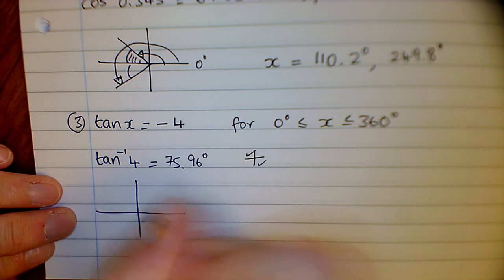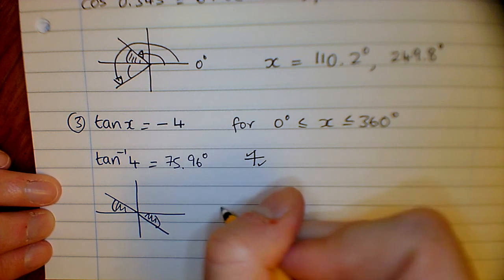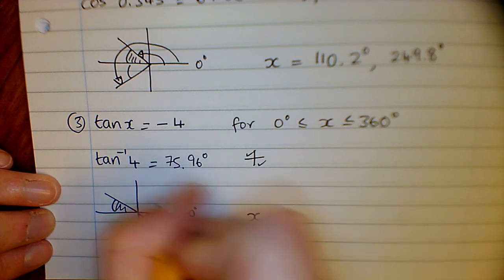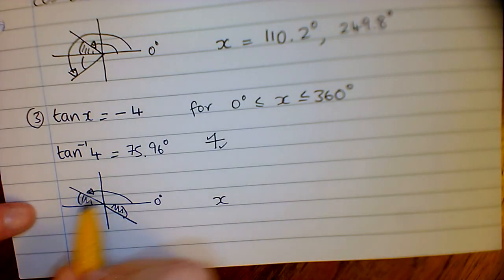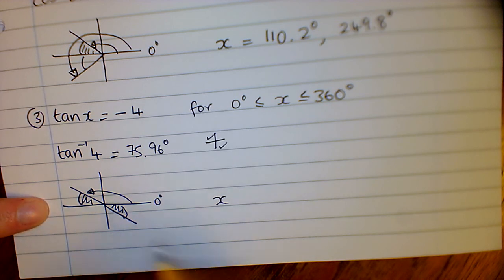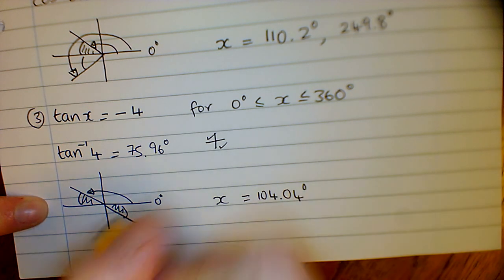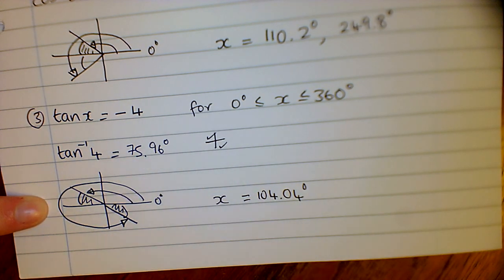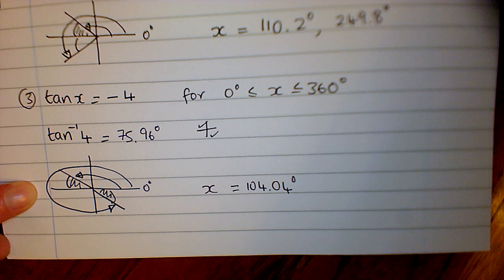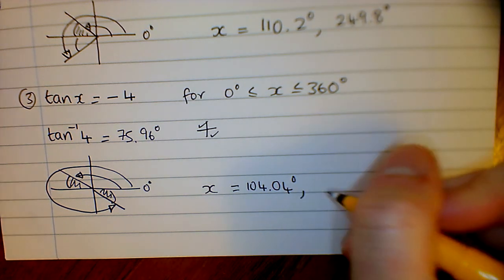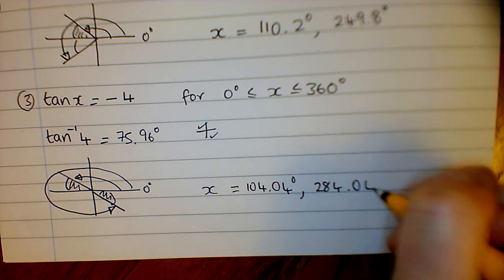We draw our diagram. Okay, so there's our angles marked in, and our first angle then is from 0 round to this line, so that's 180 minus the 75.96, so that gives us 104.04, and our second angle is from 0 round to this line, so that would be 360, take away our 75.96, and that gives us 284.04.